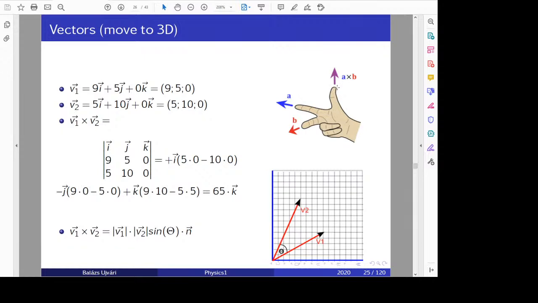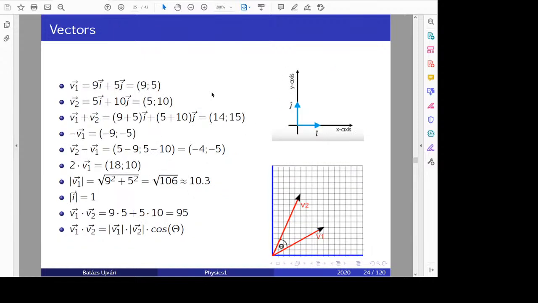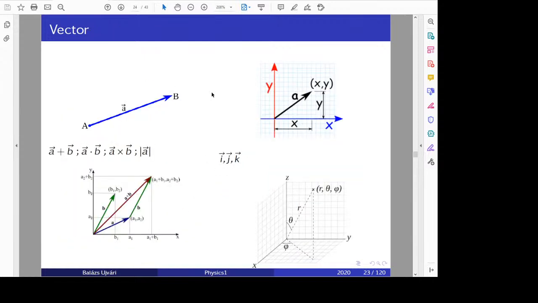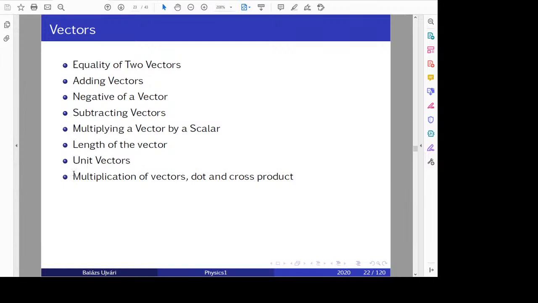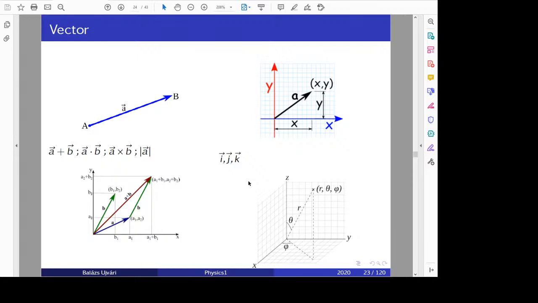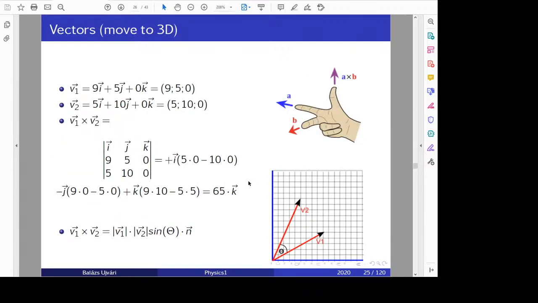This is the right hand rule. There is a so-called, let's go back. Multiplication of the vector. There are two kinds of multiplication. One is the dot product or scalar product, and the other is the vector or cross product. The cross product is pretty important for some forces. We will practice it in the lab.